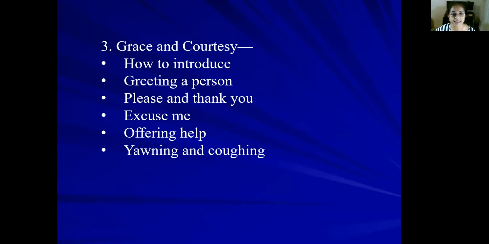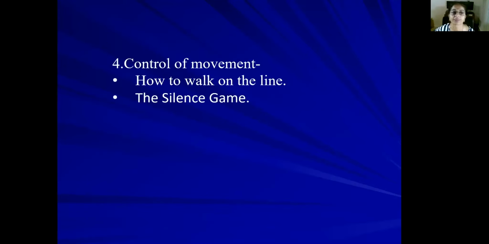Grace and courtesy. We teach the child how to introduce themselves, how to greet someone, saying please and thank you, excuse me, offering help, yawning and coughing. Control of movement, very important for this age group. How to walk on the line and the silence game.